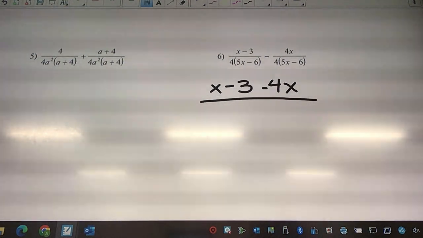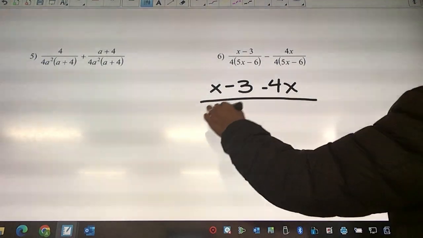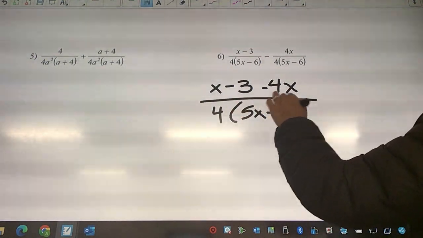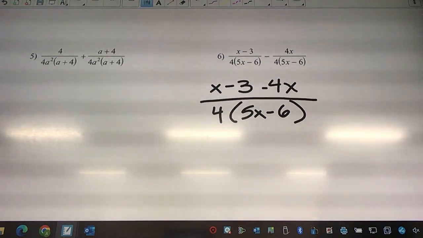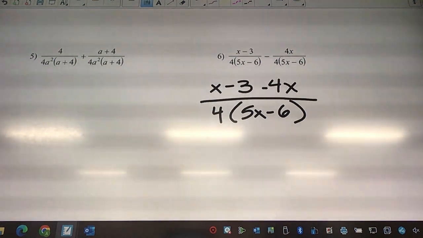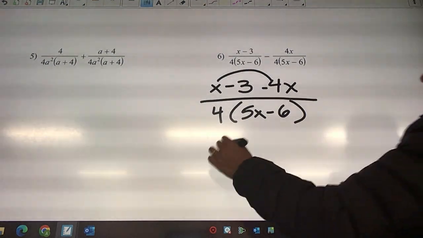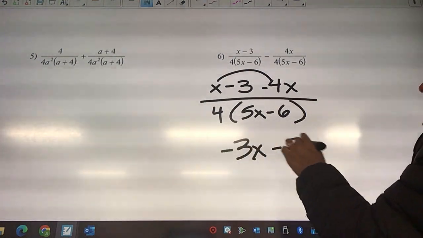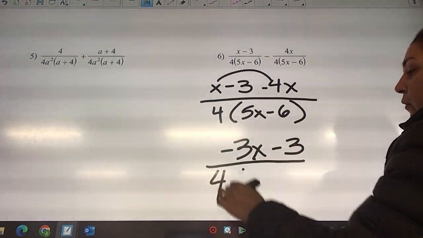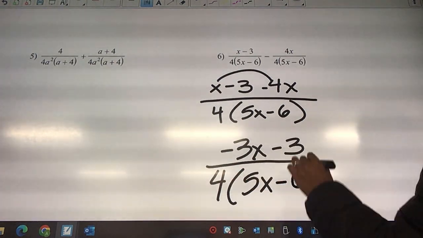Okay, and we said our denominators are the same, so we can write that down. So we can write 4, 5x minus 6. Okay, and just like we did the problems, after you change all your signs, you just combine everything like you do with addition. So what can we combine? The x minus 4. So what is that going to give me? Negative 3x. Then we still got that minus 3 all over 4, 5x minus 6.